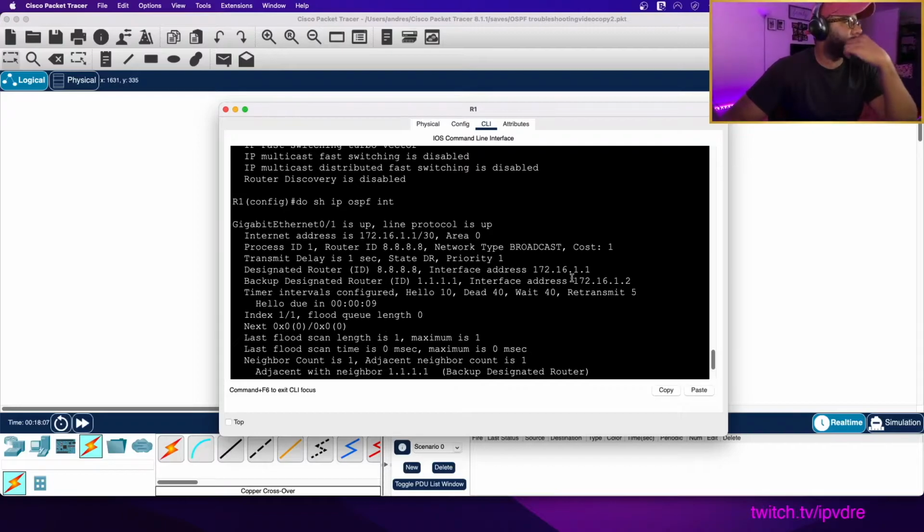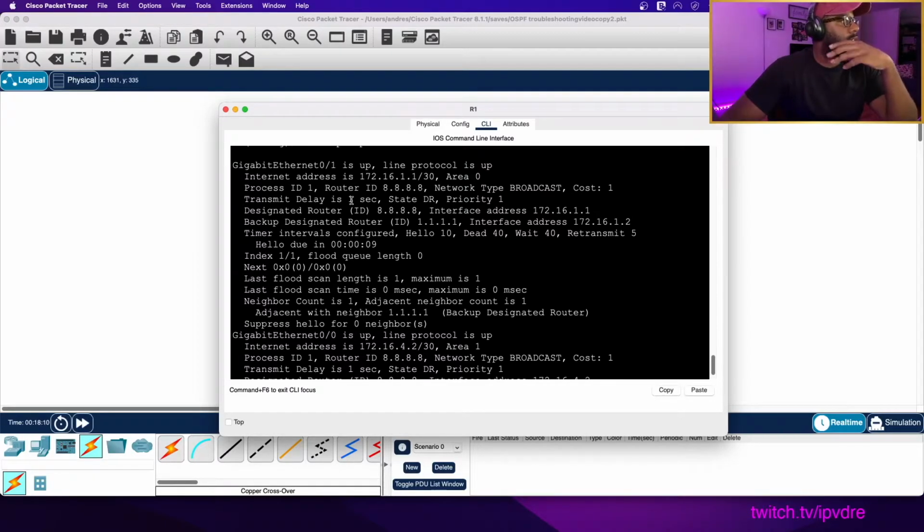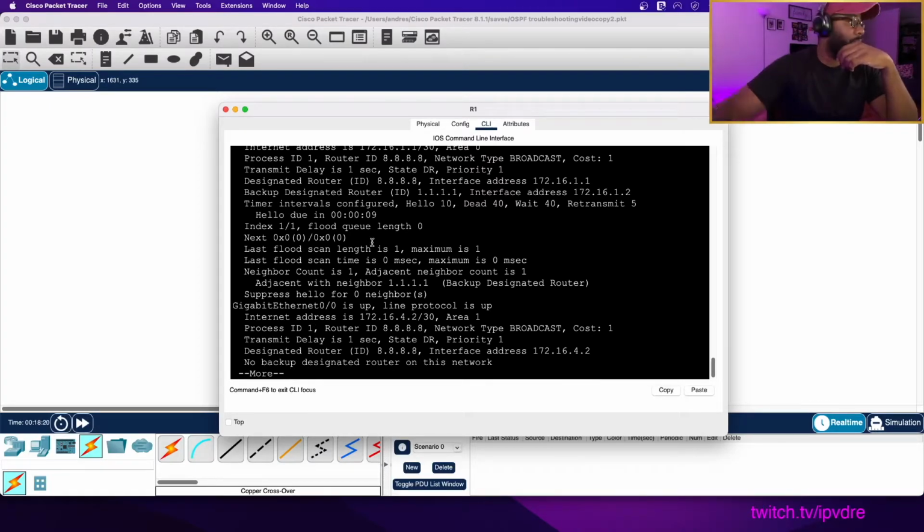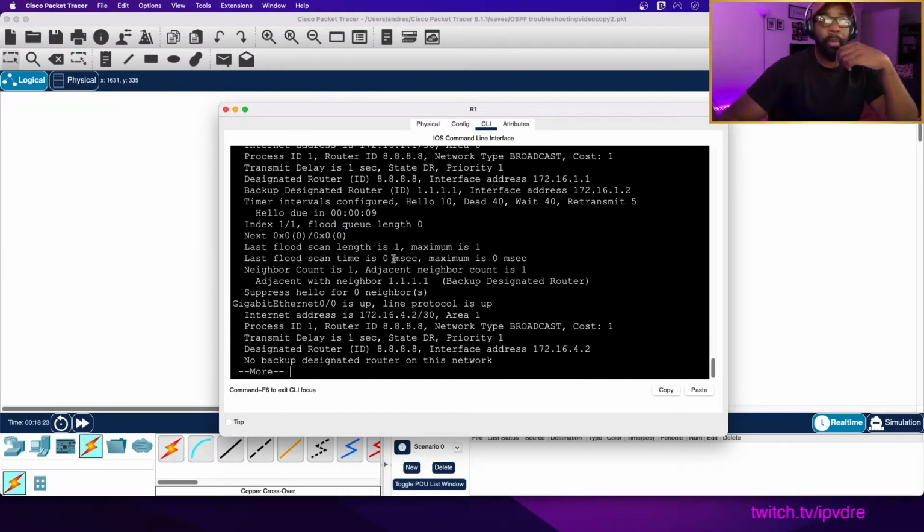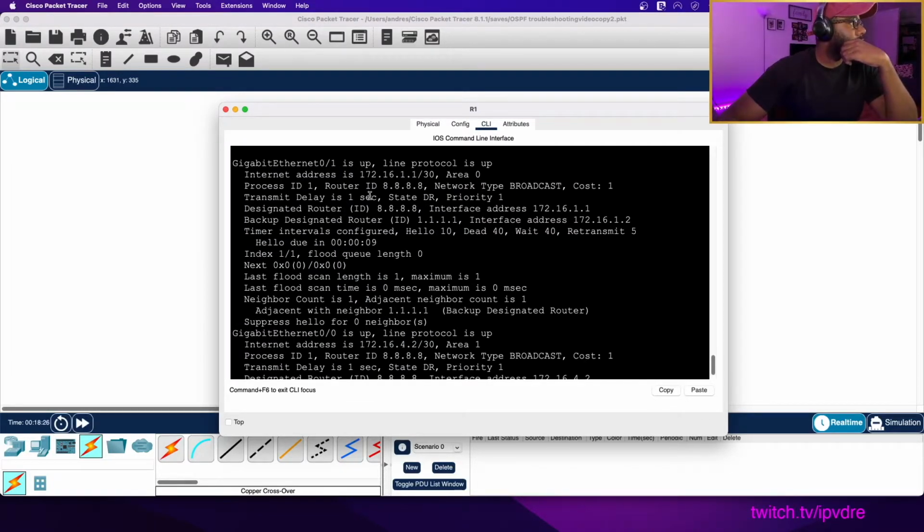This will give us more insight into the last show command we just did. So we see here, and again, this is a very important show command that you need to know for the exam. I'm telling you, if you're doing CCNA, it's very important that you know this show command. The router ID for the local router is 8.8.8.8. The G0/1 IP address is 172.16.1.1. Area 0, right? Cool.